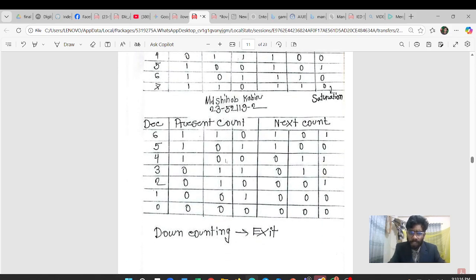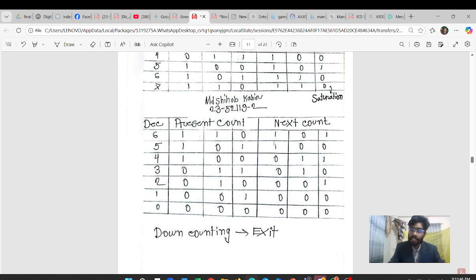And the opposite: the counter is down counting. That's why, first of all, I assume that my garage is full. That means my garage already has 6 cars. Then if cars exit, first of all, full means binary 110, the present count.